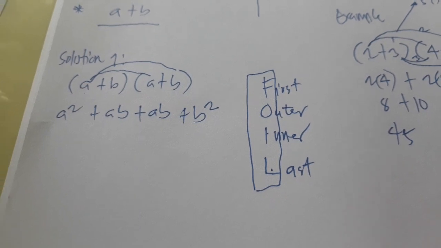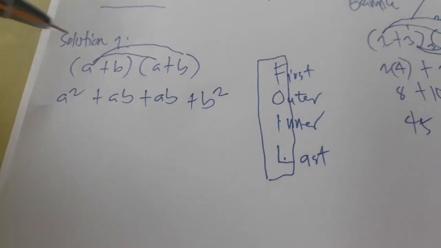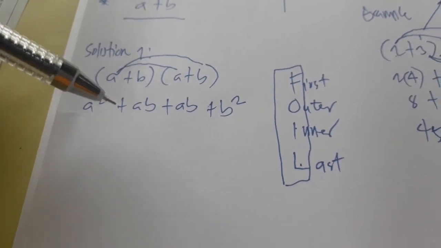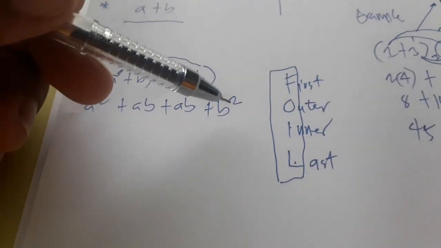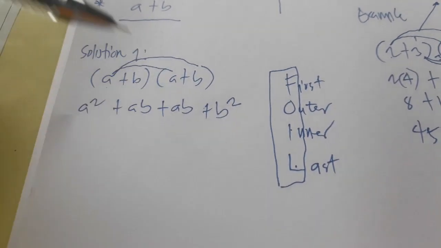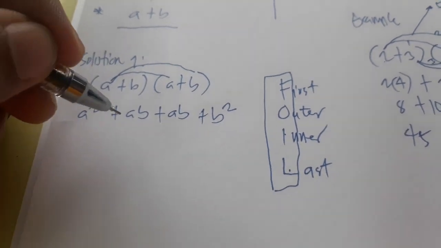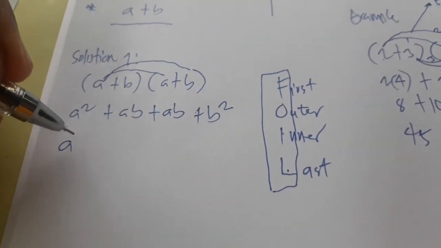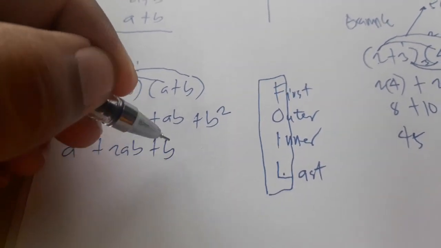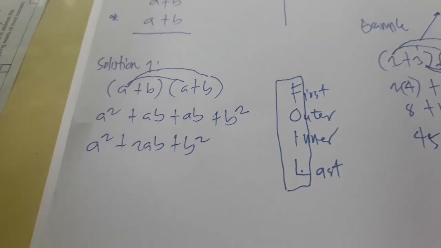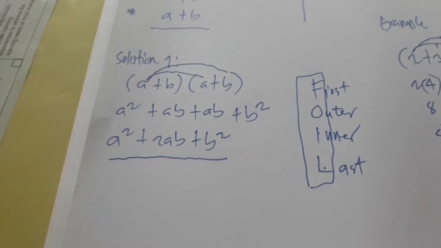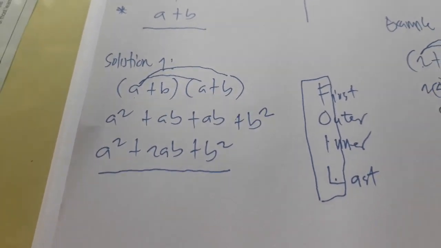We are now to simplify these 4 terms: 1, 2, 3, 4. You cannot actually add a squared plus ab or a squared plus b squared. What we can simplify is the second and third terms. So ab plus ab is 2ab. So we have a squared plus 2ab plus b squared. This is the final result of multiplying a binomial by another binomial.